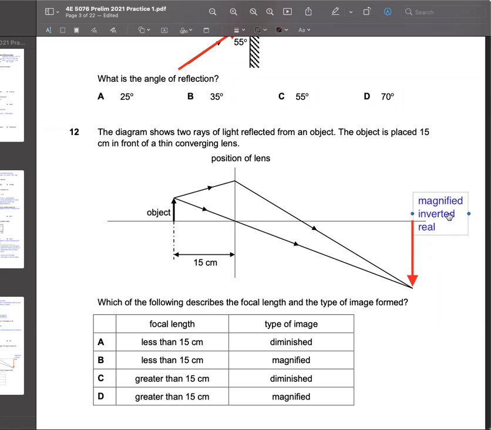So when will you get magnified, inverted, and real? When will you get it? This is a projector. Correct. When will you get a projector?